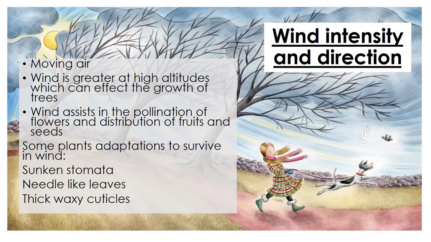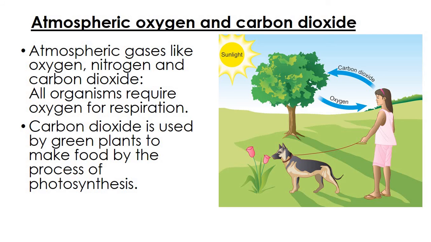Okay, so all of these examples of adaptations are going to reduce water loss, which, for various conditions, is going to be important. Sunken stomata, needle-like leaves, and thick waxy cuticles are going to reduce water loss, which is important for the plants.